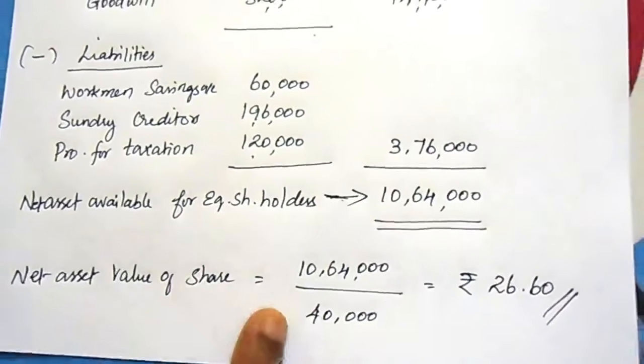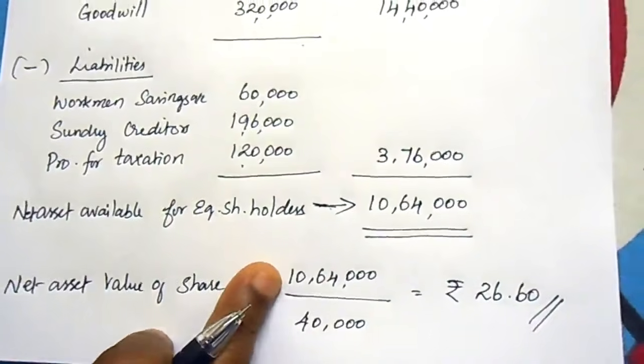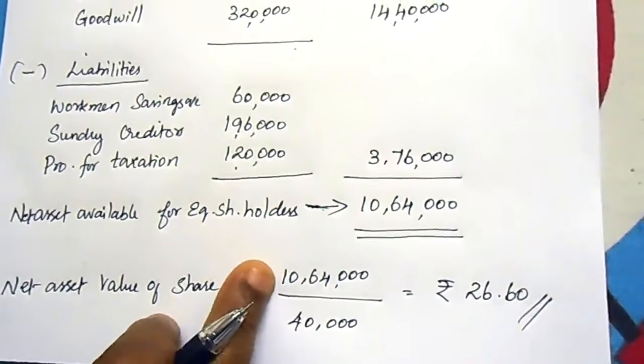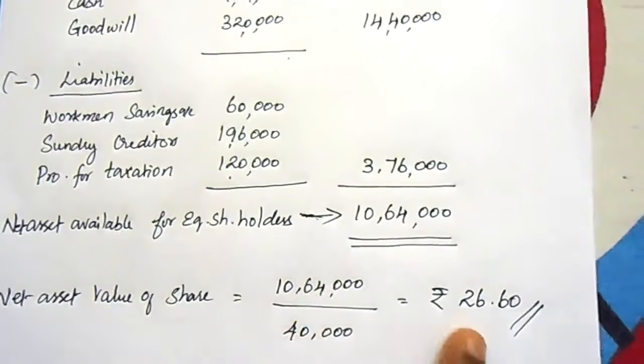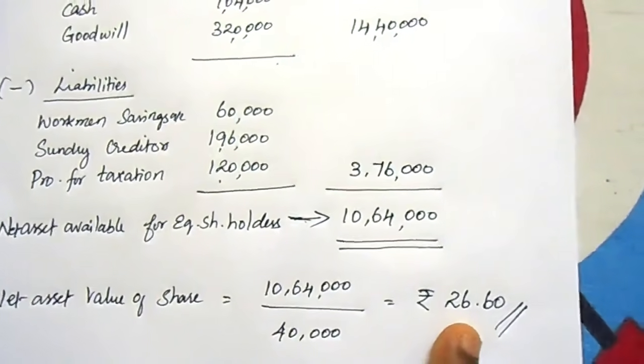Net asset value of share is equal to net asset available for equity shareholder. How much? 10,64,000 divided by how many number of shares? 40,000 shares. You will be getting rupees 26.60.